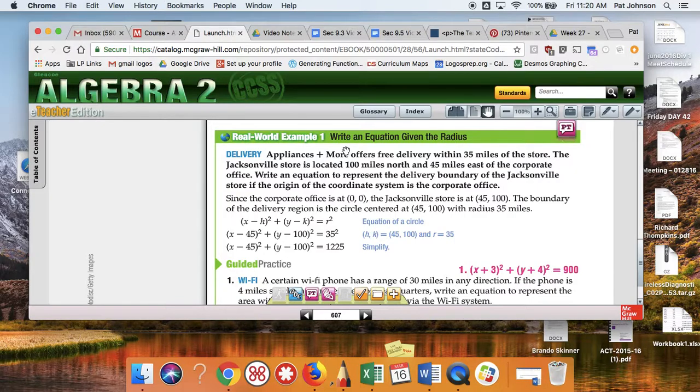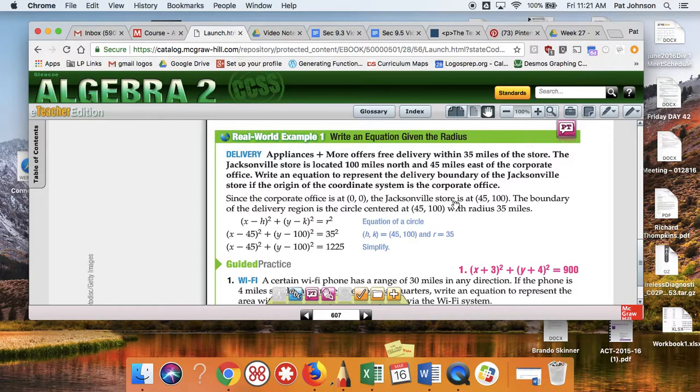Appliances Plus More, which is the name of a company, offers free delivery within 35 miles of the store. The Jacksonville store is located 100 miles north and 45 miles east, so it's going to go up 100 and to the right 45 of the corporate office. Write an equation representing the delivery boundary of the Jacksonville store if the origin of the coordinate system is the corporate office. Since the corporate office is at the origin 0, 0, that's all we really need to know.